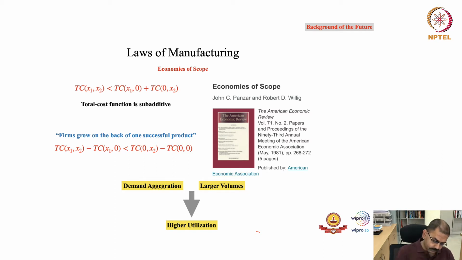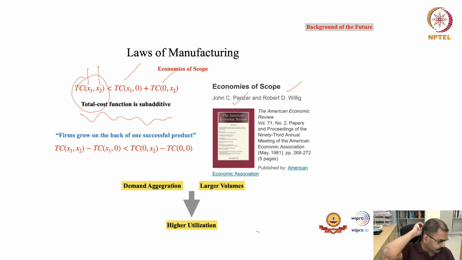So this paper is one of the initial papers. You can say economies of scope by Panzer and Willig, right? And the main idea here is if I have two products, total quantity for product 1 is X1 and for product 2 is X2. The total cost of producing X1, X2 is actually lower than if I just produce X1 or I just produce X2. And we actually call this total cost function as sub-additive, right?